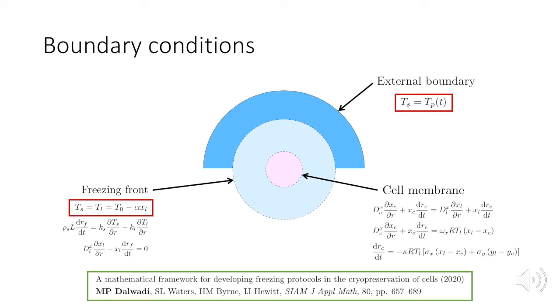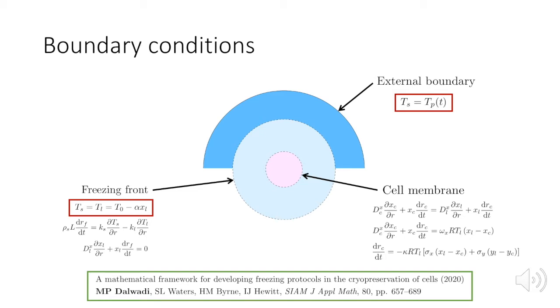While there are a lot of equations and conditions here, the two most important for understanding what's going on are these two highlighted in red. At the external boundary, this prescribed temperature involves the information about the cooling rate of the system. The cooling rate is a key experimental parameter that can be varied, and we will be interested in understanding how different cooling rates affect cell damage.